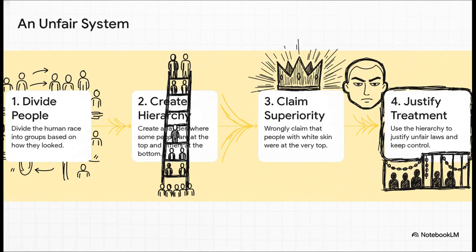So how did they maintain control over a system that was so obviously unfair? Well, they used social Darwinism to build a racial hierarchy. The formula was pretty simple and pretty devastating. Step 1, divide people up based on how they look. Step 2, invent a fake ladder of human importance. Step 3, put your own group at the very top of that ladder. And step 4, use that ladder to justify treating everyone else unfairly. It was a powerful tool for control.